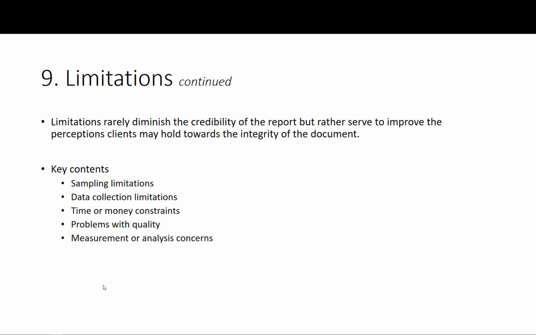Measurement or analysis concerns. So the idea that things like loyalty are difficult to measure exactly, so we tend to use proxy measures of future purchase intentions or current purchase behavior as a measurement of loyalty, because it's quite difficult to measure people's actual purchase behavior to demonstrate that they are loyal or not.